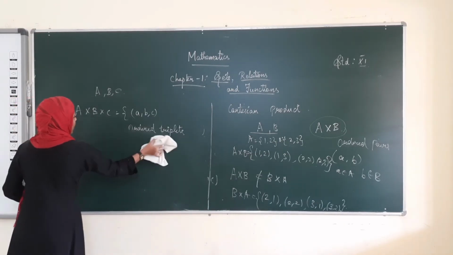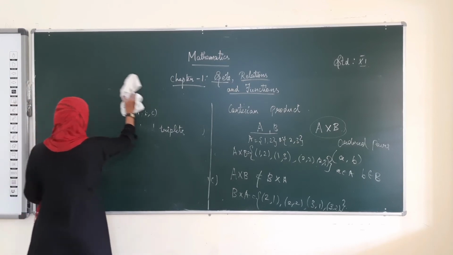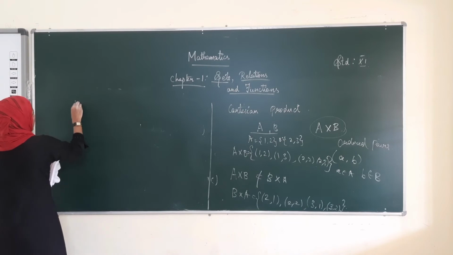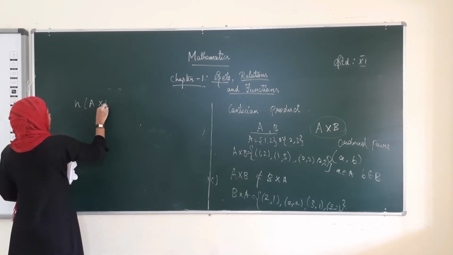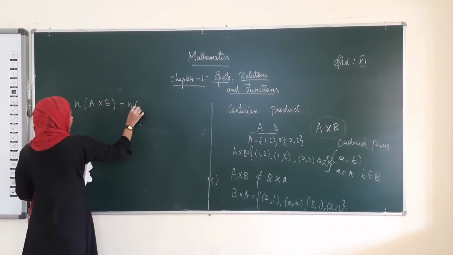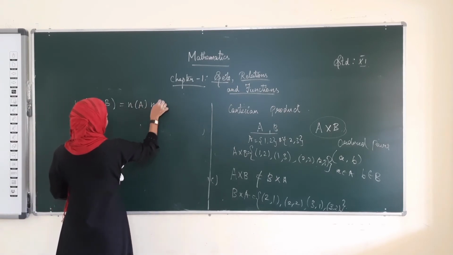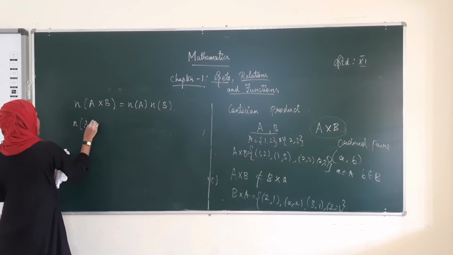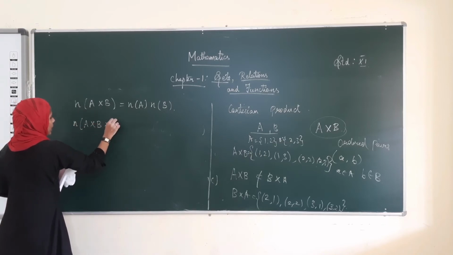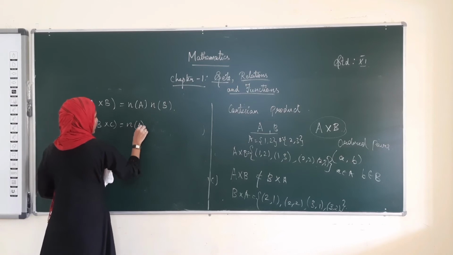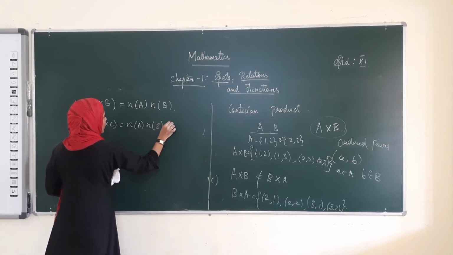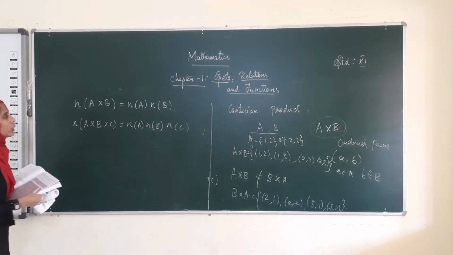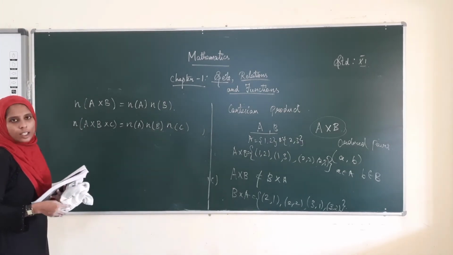Okay. Now, they have given some important things. See here, n of A cross B will be equal to n of A into n of B. Similarly, for 3 sets, n of A cross B cross C will be equal to n of A into n of B into n of C. Okay, so we have finished the theory part.